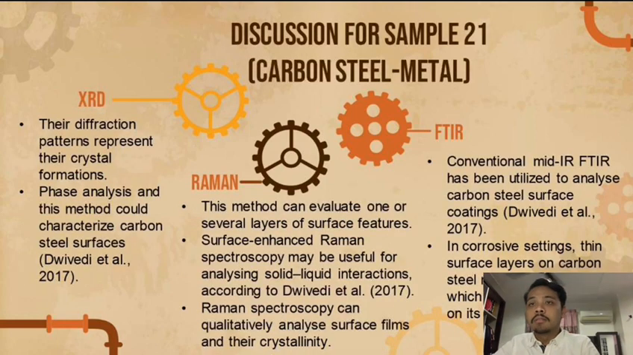Next about sample 21. So sample 21 will use XRD, Raman and FTIR analysis. So the first one is about XRD. Their diffraction patterns represent the crystal formations. And then from the article, it says that phase analysis and this method could characterize carbon steel phase.